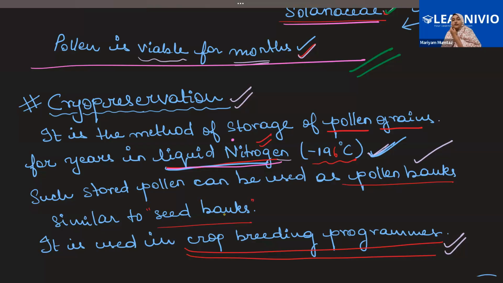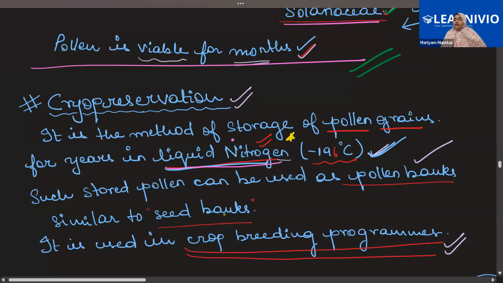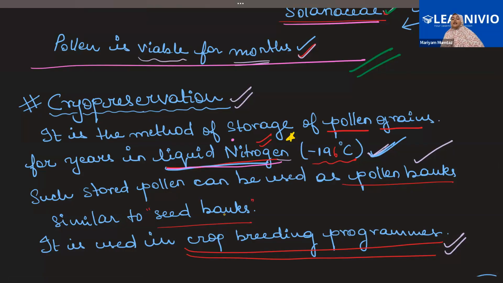So this technique of cryopreservation is called the storage of pollen grains. Two things to remember: in what chemical it is stored? It is stored in liquid nitrogen, and at what temperature? Minus 196 degrees Celsius. Clear?